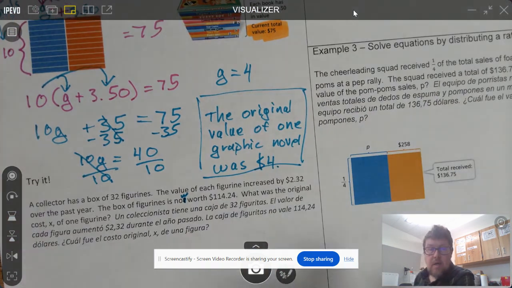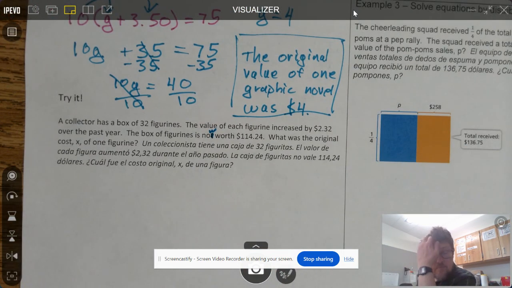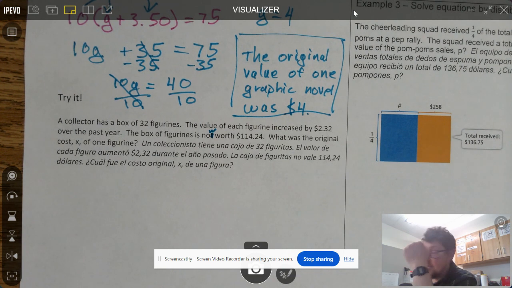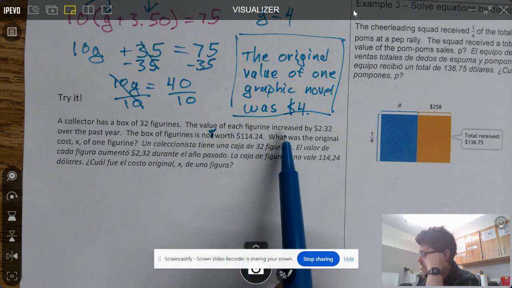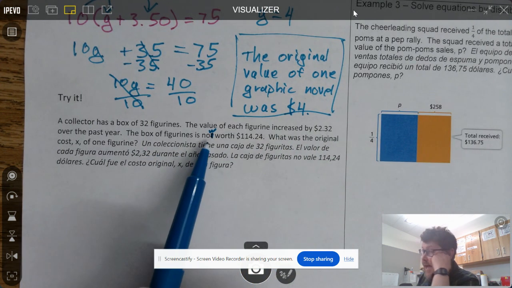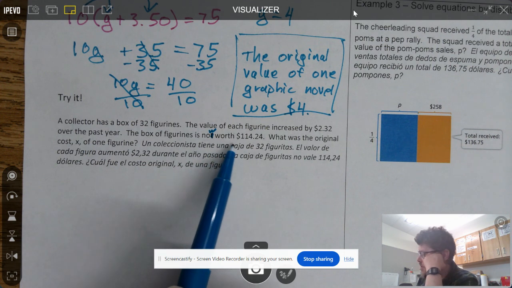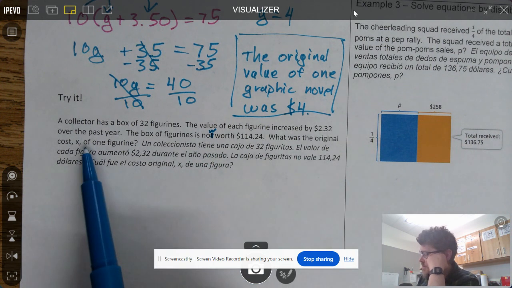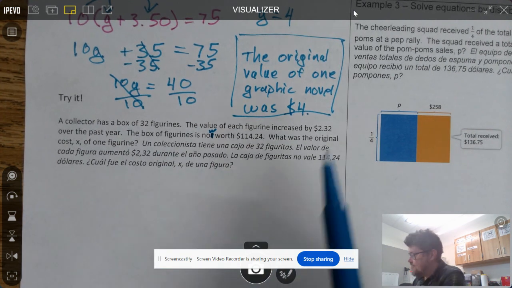Okay. Now this is just another very similar question to the previous one, right? A collector has a box of 32 figurines. The value of each figurine increased by $2.32 over the past year. The box of figurines is now worth $114.24. What was the original cost, X, of one figurine? So we do the same thing, right?